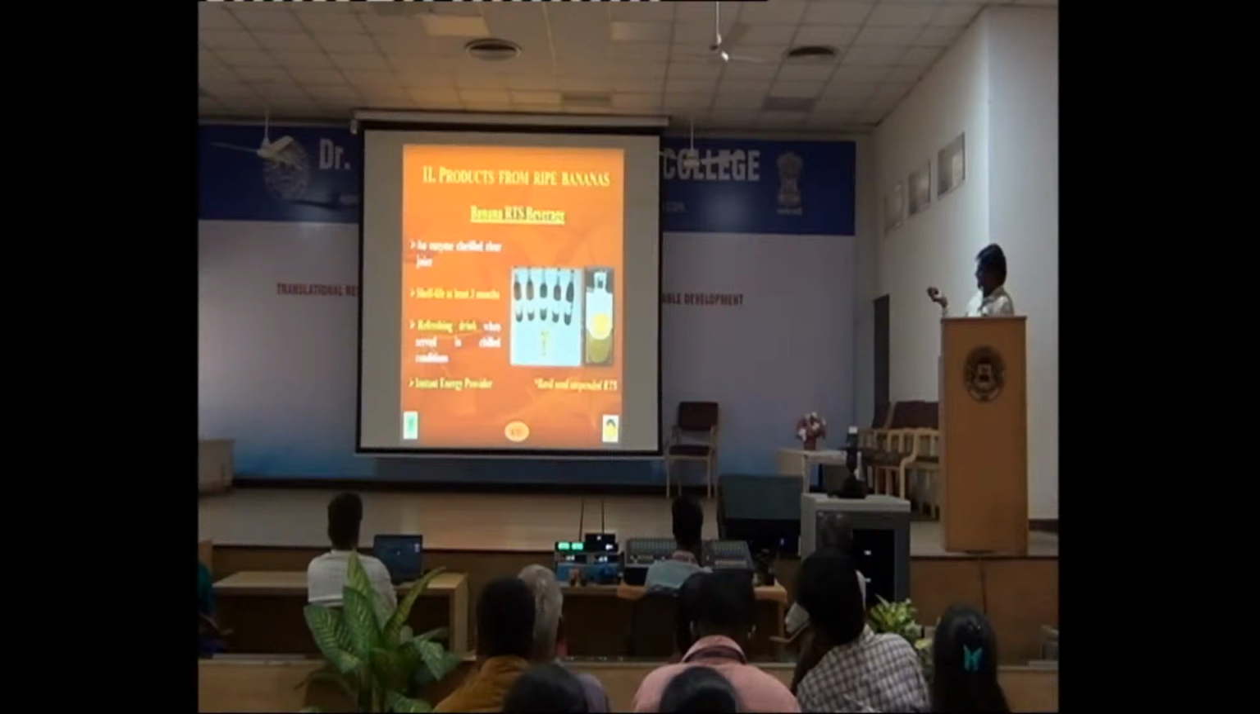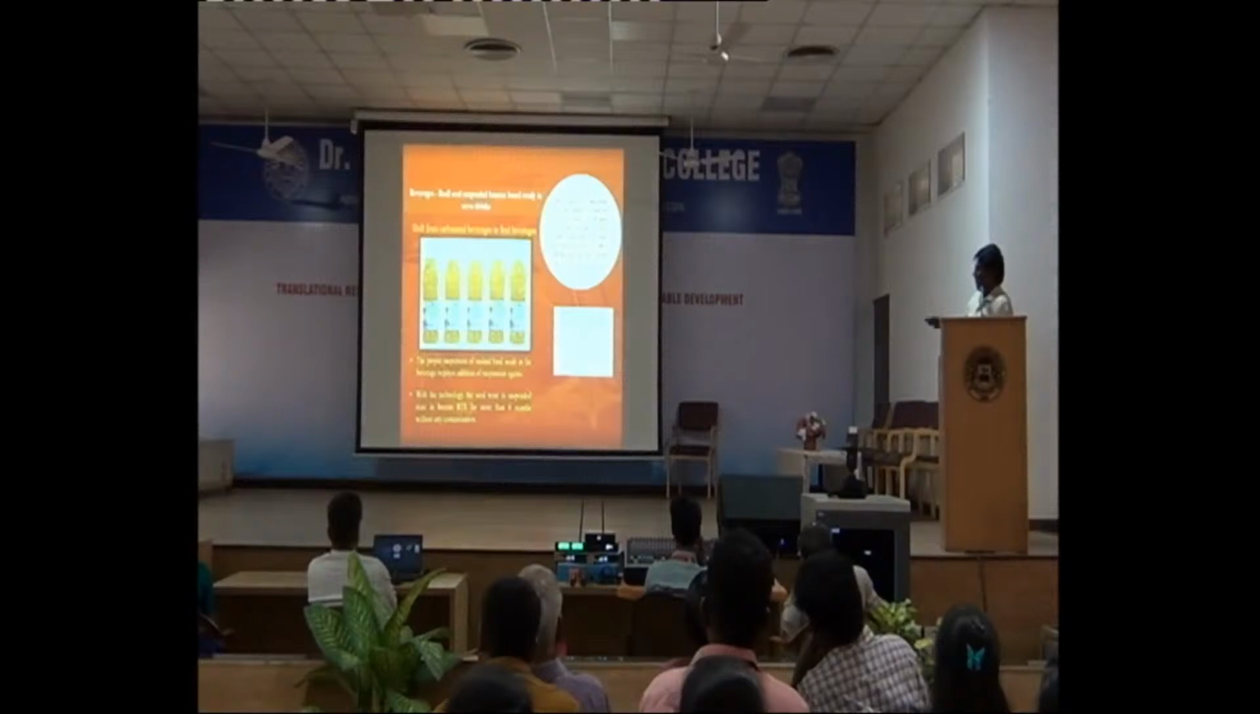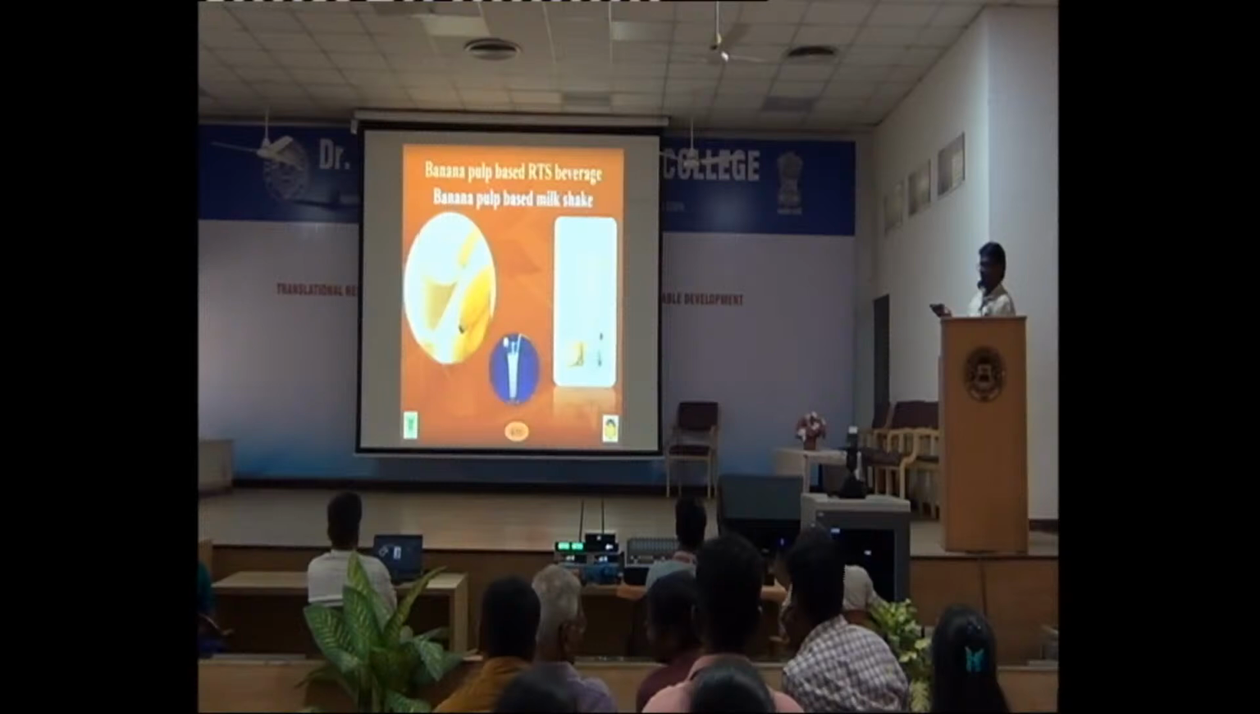Then these are basil seed suspended fruit beverages. We can make very good milkshakes, like banana milkshake, mango and avocado milkshake. We can make from banana dehydrated banana, a very good source of energy, an instant energy provider.